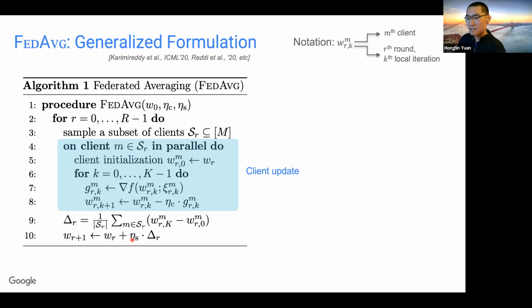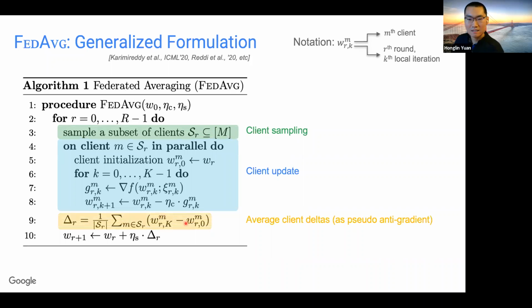As you can see, the blue box are client updates, which perform SGD steps. At each step, it queries a gradient and then updates. This is just SGD steps. And after this round, the server will collect all the deltas of the client updates and treat this as a pseudo anti-gradient. The server then updates with the server learning rate eta server. If we take eta server to be 1, then this reduces to the classic local SGD or federated averaging.